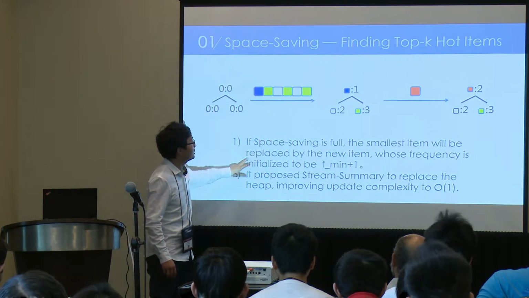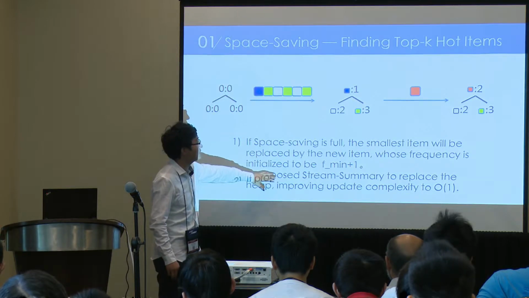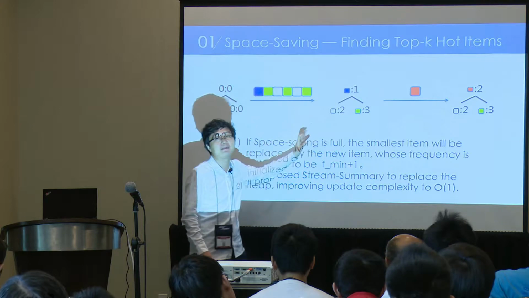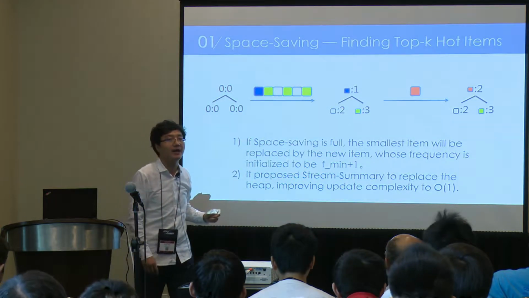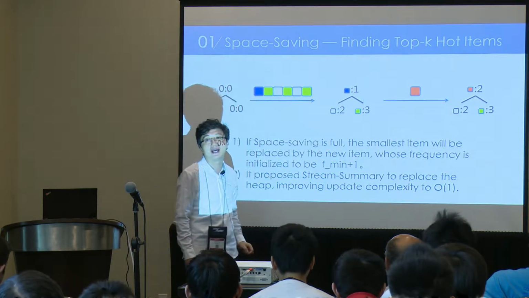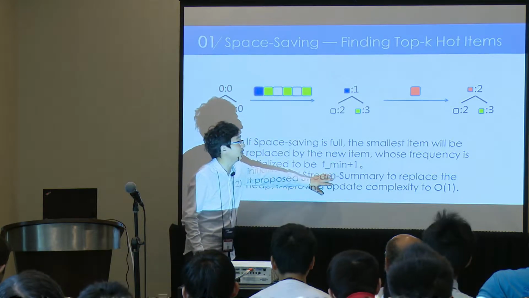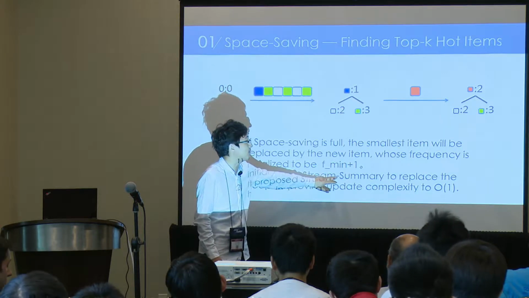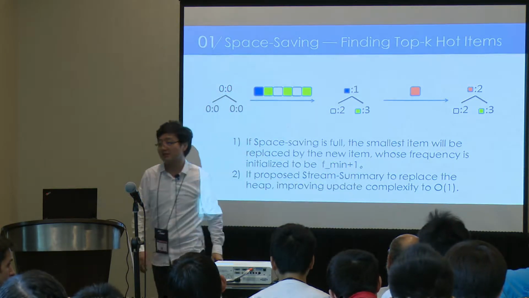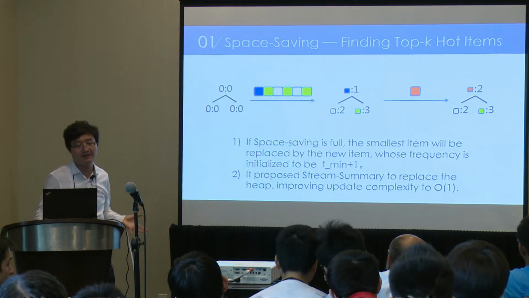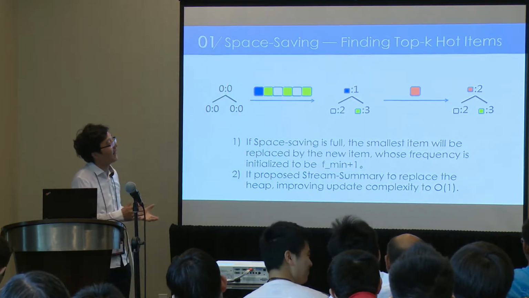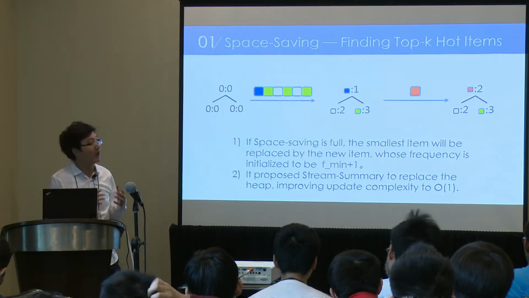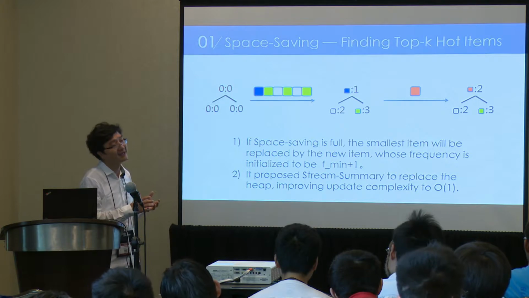The second contribution of Space-Saving is that it proposes a stream summary data structure to replace this min heap, because the update complexity of the min heap is O(log n), but the update complexity of stream summary is O(1). And this is Space-Saving. It can achieve high accuracy, but the frequency will be largely overestimated.